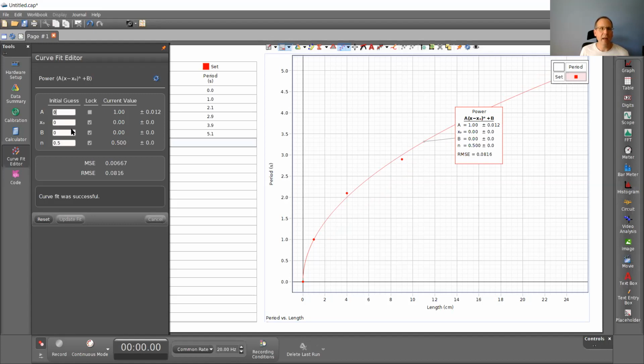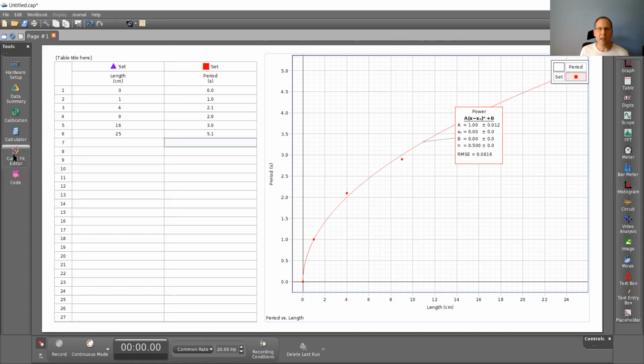Great. So now I can get rid of that screen. I have my title. I have labels with units. I have my data with a nice fit through the data points. So that looks like a great graph of period versus length.